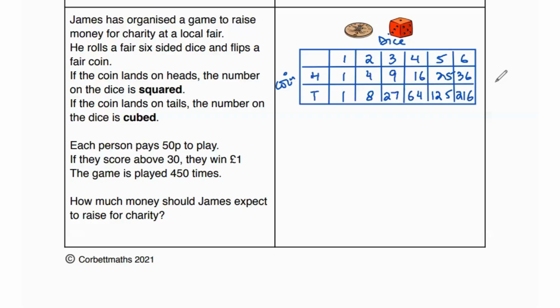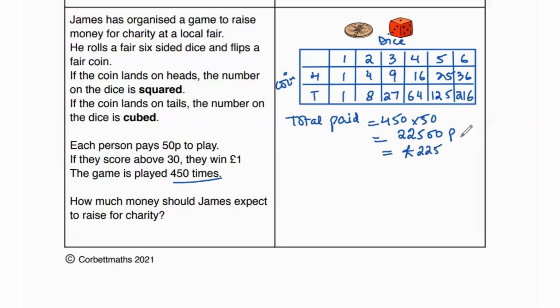Each person pays 50 pence to play. So total paid is going to be 450 times 50, because they're playing 450 times. So 450 times 50 is going to be 22,500 pence. So in pounds, that's going to be 225 pounds because £1 is 100 pence.